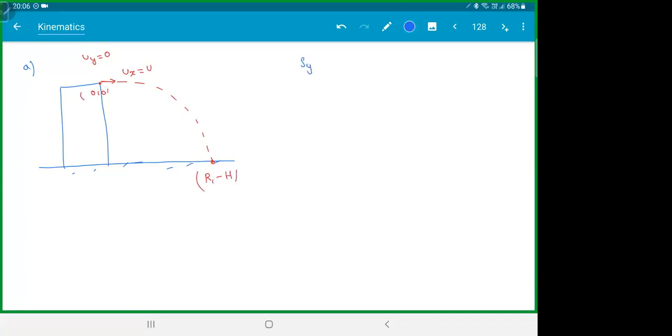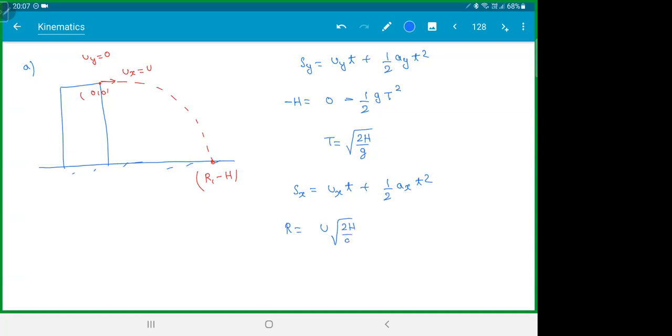So use the equation sy is equal to uy t plus half ay t square. The vertical displacement is minus h, vertical velocity is 0, minus half g t square. We get t is equal to root over 2h by g, independent of the horizontal velocity. If they ask you to find the range, then sx is equal to ux t plus half ax t square. Then this will be range, ux will be u cos theta, that is u only, times root 2h by g, because ax is 0. I didn't ask you for range, but if I ask you, that's how we find it.